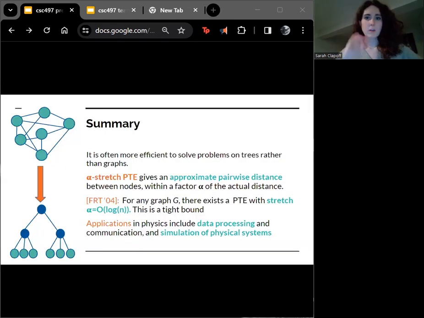So really quick, just to summarize, it's often more efficient to solve problems on trees instead of graphs. And so we can build alpha stretch PTEs that give approximate pairwise distances between nodes within a factor alpha of the actual distance. Then we looked at the FRT algorithm, which states that that stretch is O of log n, and that it's a tight bound, so we can't get any better. Then Blalock, Gu, and Sun in 2017 improved the runtime to O of m log n. And then finally, some applications include data processing and communication and the simulation of physical systems.